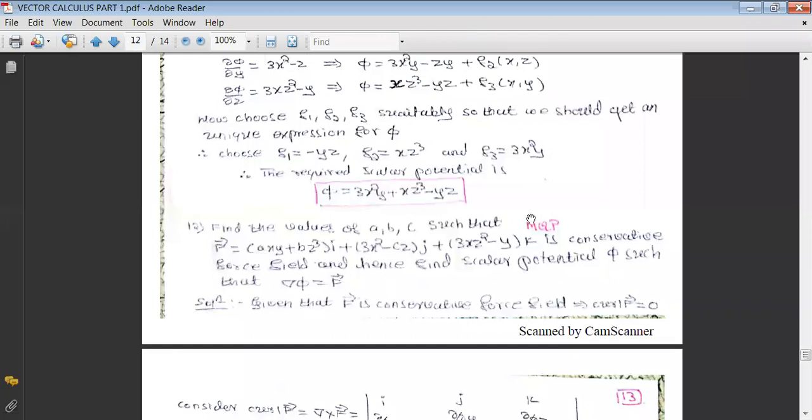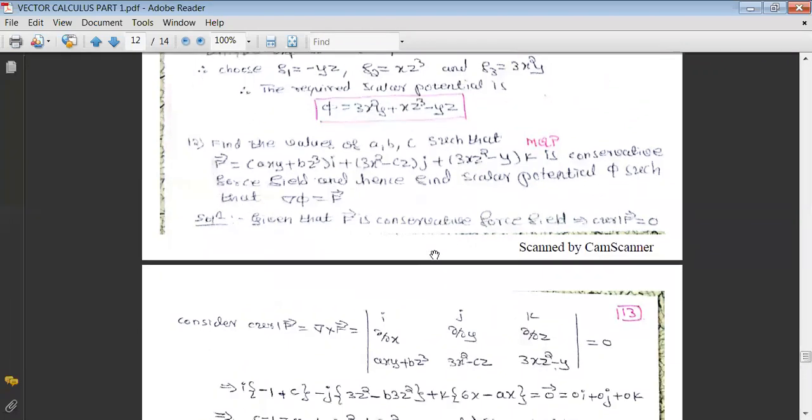Now let us consider a similar example which appeared in the model question paper, and the example is like this. Find the values of a, b, c such that the vector (axy plus bz cube) i plus (3x square minus cz) j plus (3xz square minus y) k is conservative for a force field, and hence find the scalar potential phi such that del phi equals f bar.